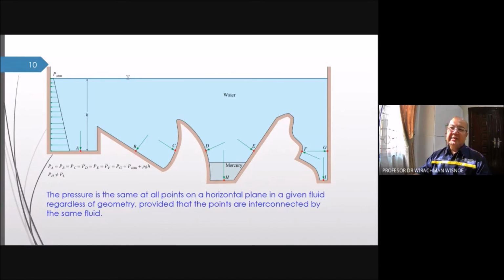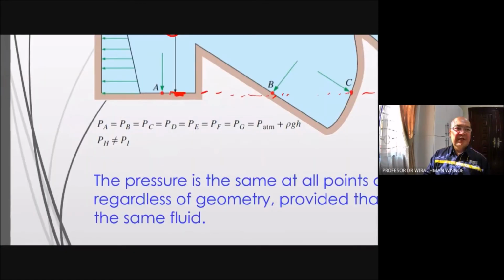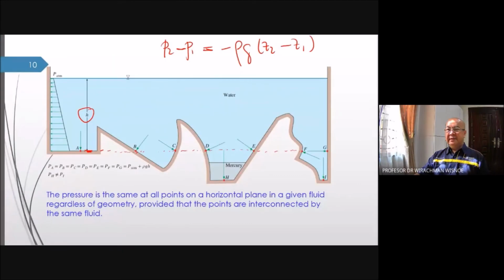By applying that formula, P2 minus P1 equal to negative rho g (Z2 minus Z1), that is to say that everywhere when the distance from the surface is the same, the pressure will be the same. So at a depth h, the pressure will be the same as this one because this is also at the depth h. The same here, the same there. As long as the depth is the same, the pressure at point A is the same as B, C, D, E, F, G. That is atmospheric pressure plus rho g h. The depth is h. But the fluid must be interconnected.